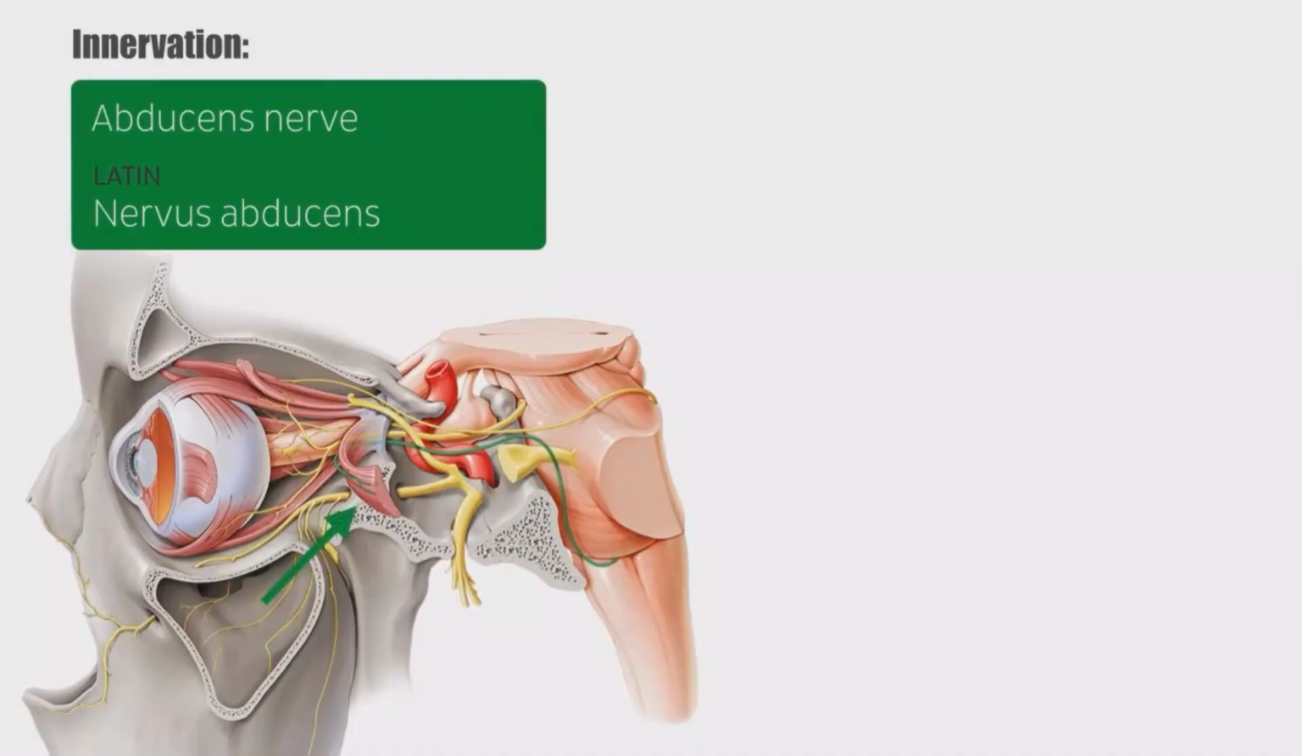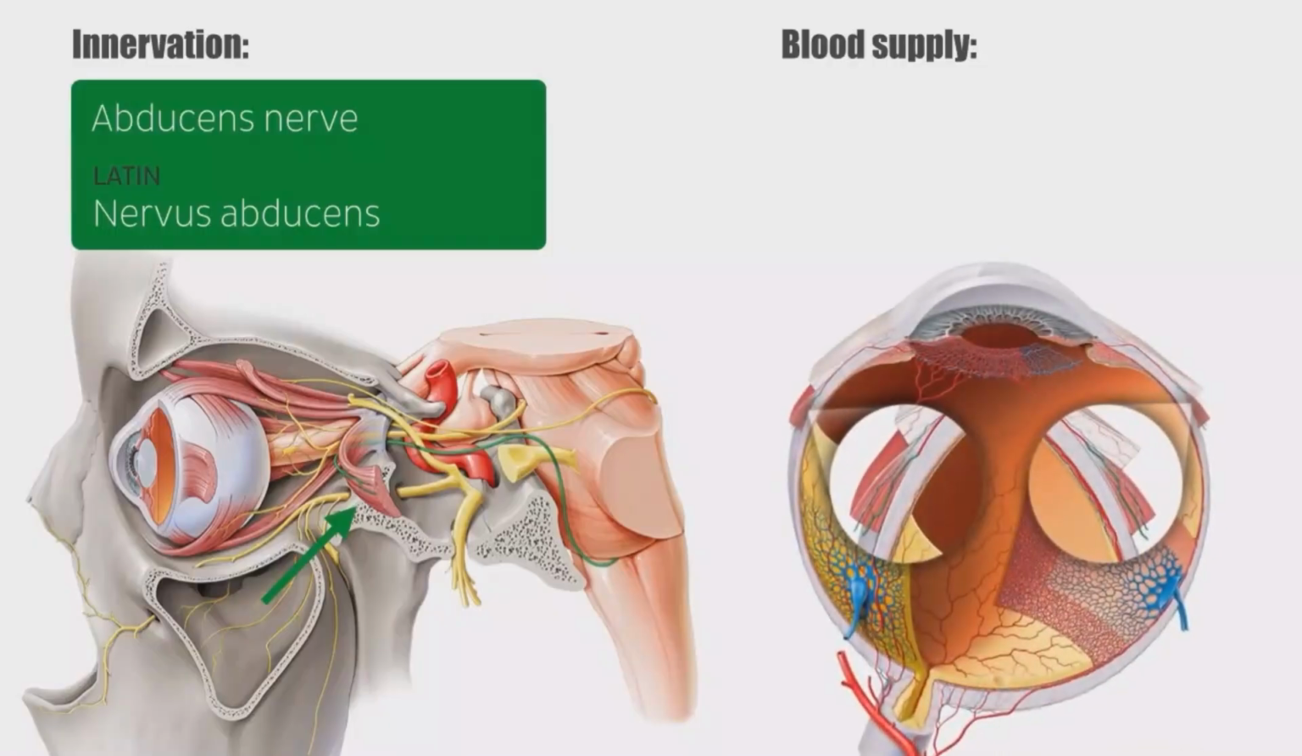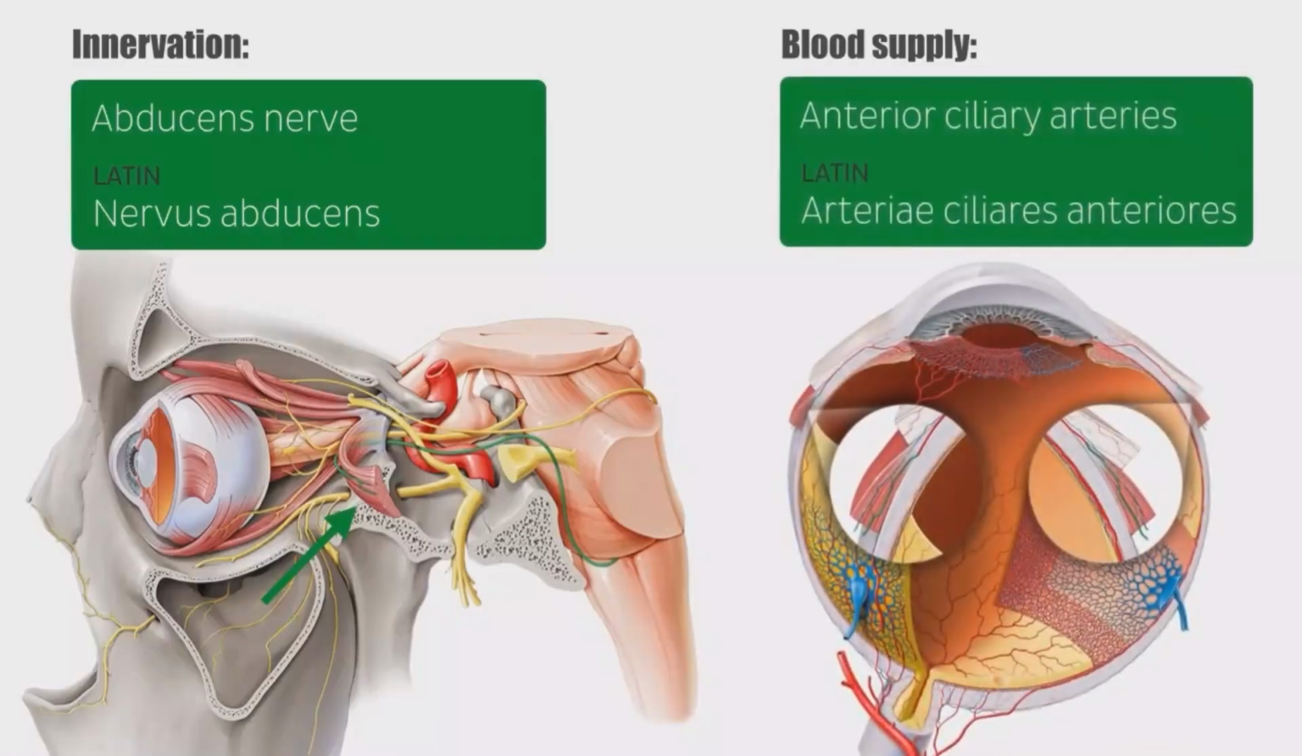The lateral rectus muscle receives arterial blood from one of the anterior ciliary arteries, highlighted in green, which is a branch of the ophthalmic artery.